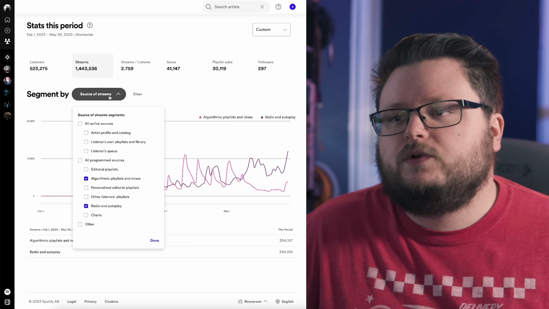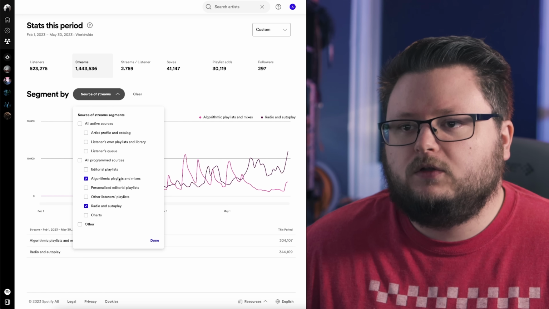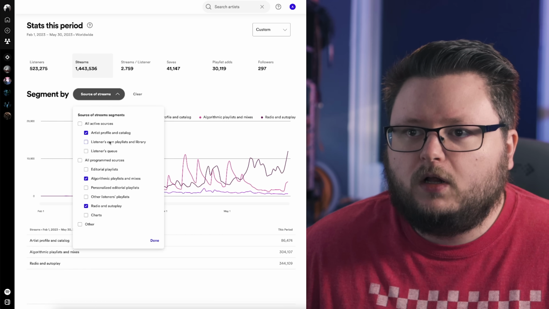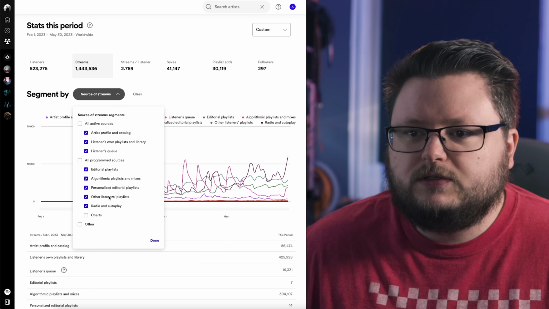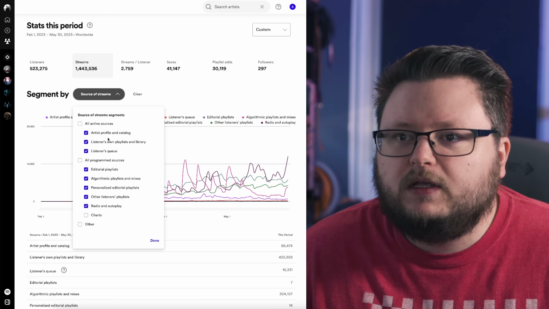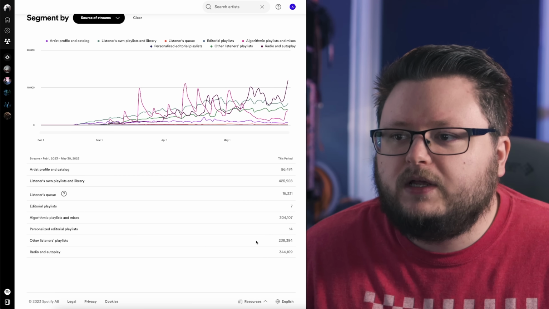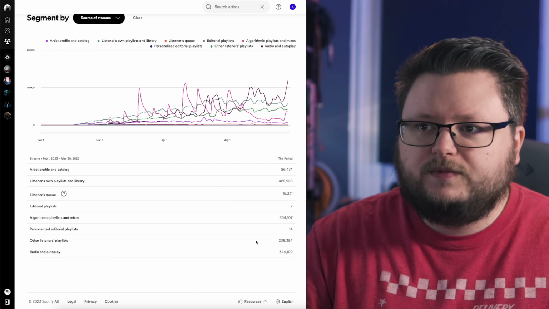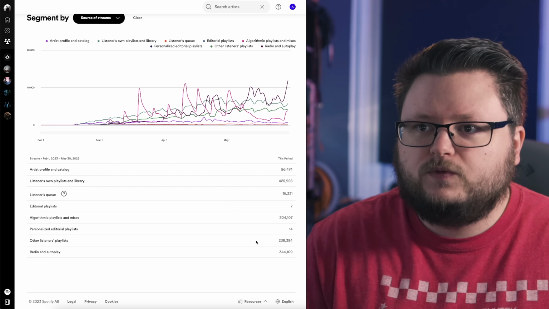So looking at the source of streams again, the other thing we can look at is, well, one thing I want to do, I want to turn on all of these different services individually. The reason is we can look at all of them as a breakdown because there's another strategy that we did for this artist that isn't something that I would normally do. And I think it's really interesting.